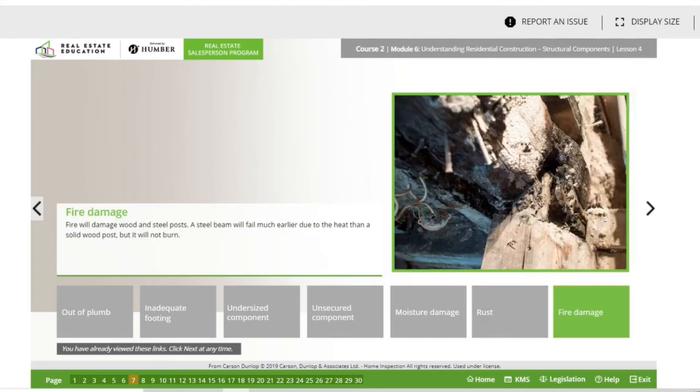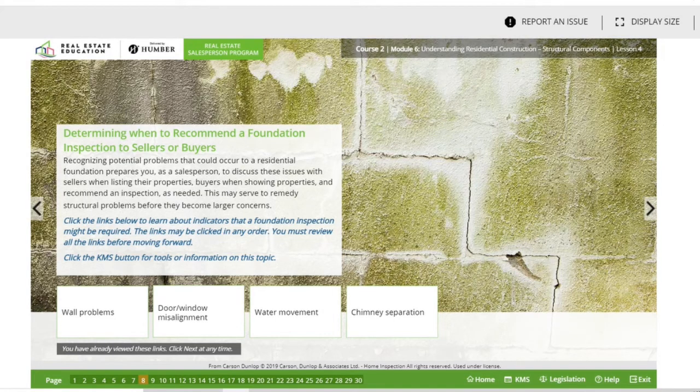Fire damage, wood and steel posts. A steel beam will fail much earlier due to heat than a solid wood post, but it will not burn. Determining when to recommend a foundation inspection: if you see wall problems, if you see the doors or windows are misaligned, if you see water movement, or if you see chimney separation.